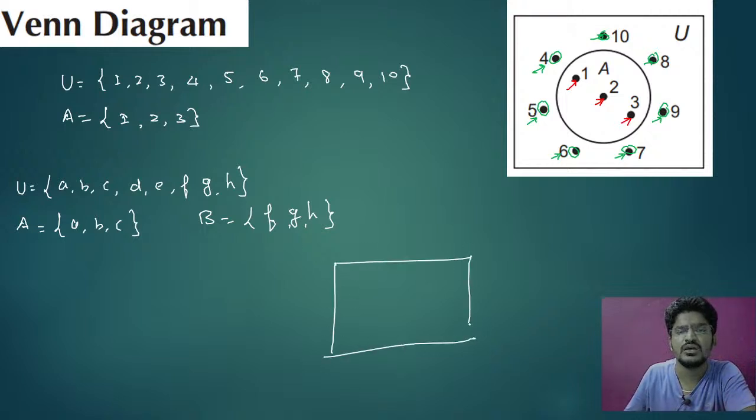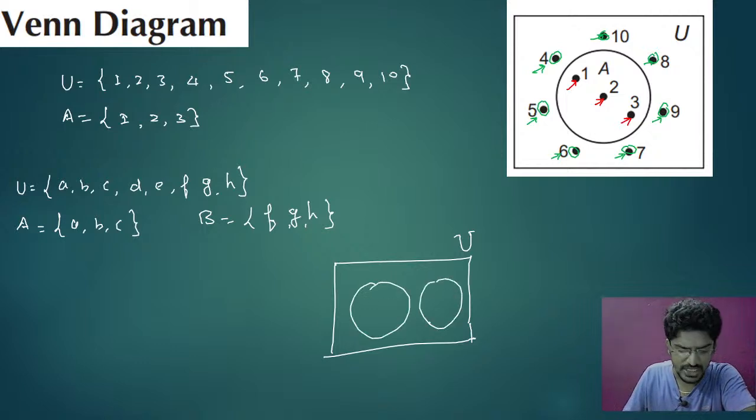So, this square is called U. I have two sets, that is A and B. Now A has small a, small b, small c. This is set A. And B has f, g, h. And this is set B. Clear? And the remaining elements are d and e. They are not in set A as well as they are not in set B. Okay.